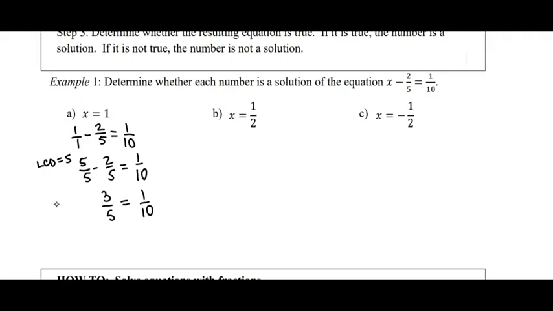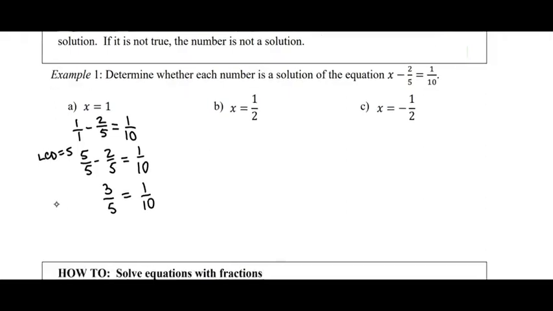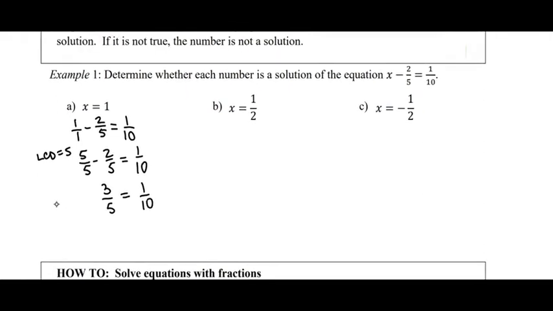All right, I can't compare them until I find the common denominator, but I'm already seeing that they're not equal to each other. The common denominator between 5 and 10 would be 10. So I'll have 6/10 equals 1/10, and that is false. So the answer for x equals 1 is a no. If you take 2/5 out of 1, you are not going to get 1/10.